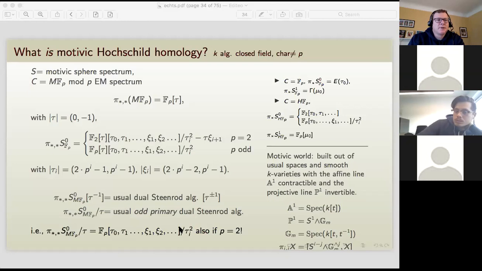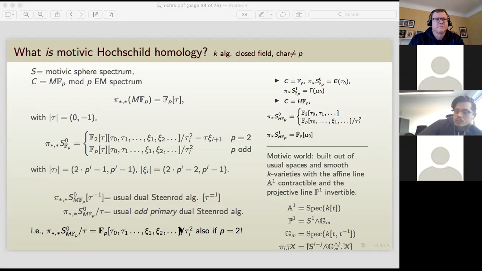I think he's asking about what happens in weight 0. Is that right? Yeah, in weight 0. Exactly. In weight 0, you do get the dual Steenrod algebra, the classical dual Steenrod algebra, but that is not necessarily a useful observation. I think that this tau periodicity, this tau inverting, is really the better comparison, because that's the one that corresponds to the Betti realization functor.